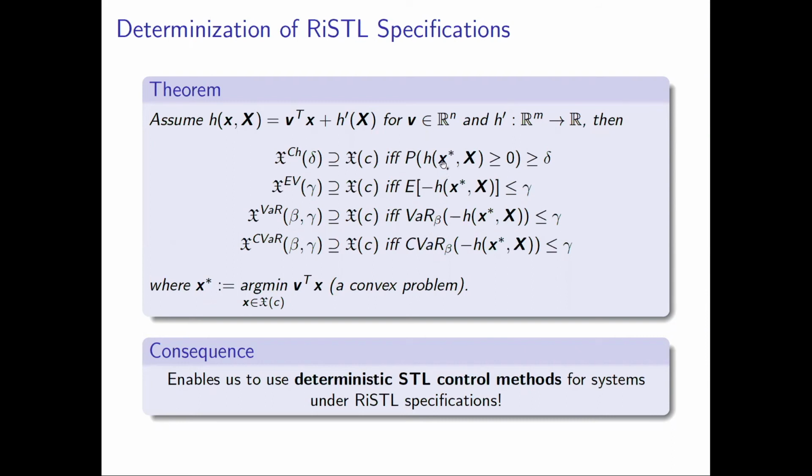And then we plug this X into the corresponding chance constraint or the corresponding risk constraint. And if this chance or risk constraint holds, then we definitely know that the desired under approximation is established by the certain C. The consequence of this is that we translate a risk signal temporal logic task into a signal temporal logic task so that we can use deterministic STL control methods for our purpose.